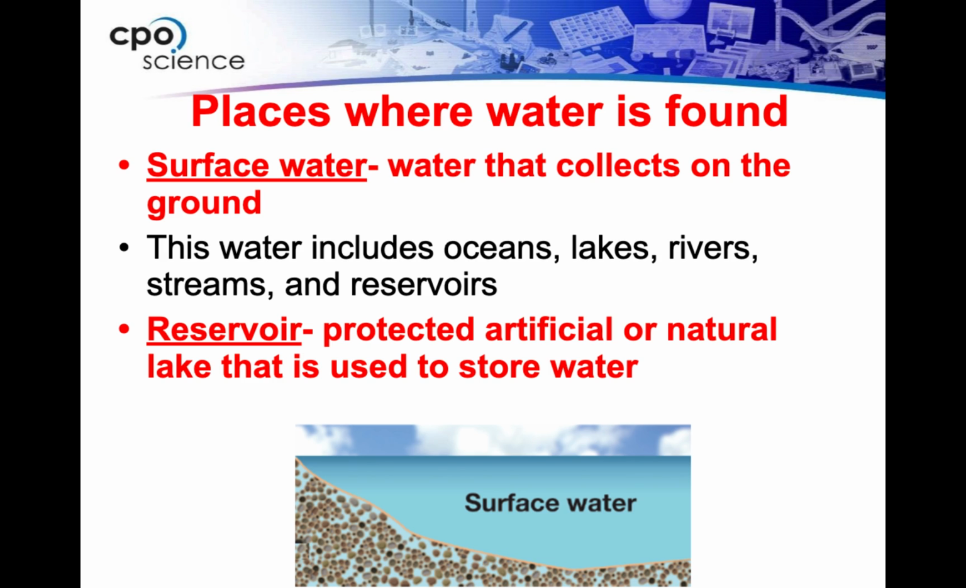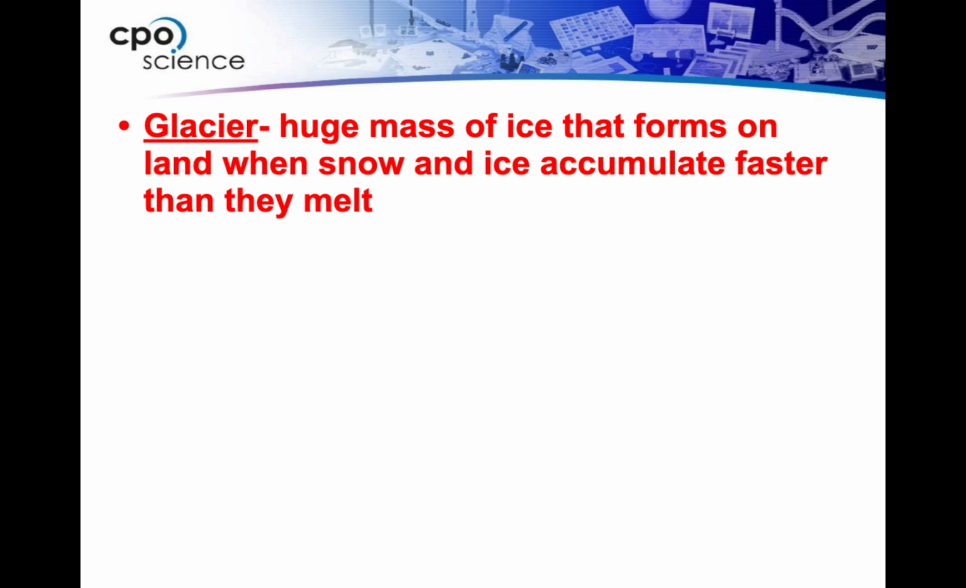A reservoir isn't a term that we use a lot around here. It's definitely used more in the south, but it's a protected artificial or natural lake that is used to store water. So it's essentially a way for people to store water to be used later on. And it's protected because if you're going to use that water for something else, you don't want people to be able to do anything they want with that water. Otherwise, you're not going to be able to have it for what you need it for, essentially.